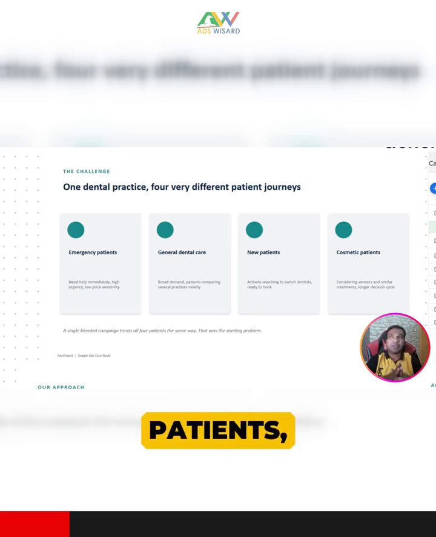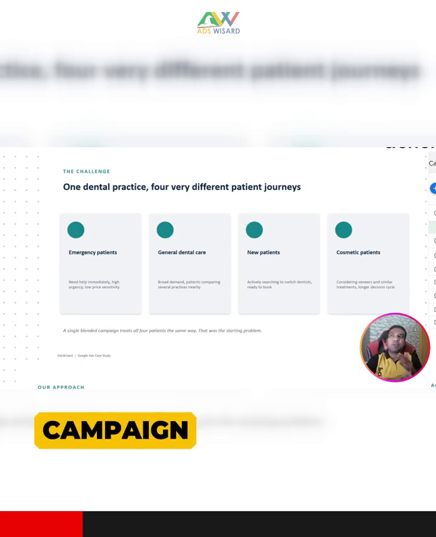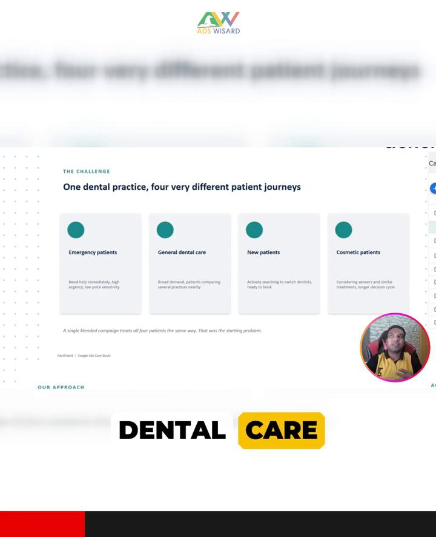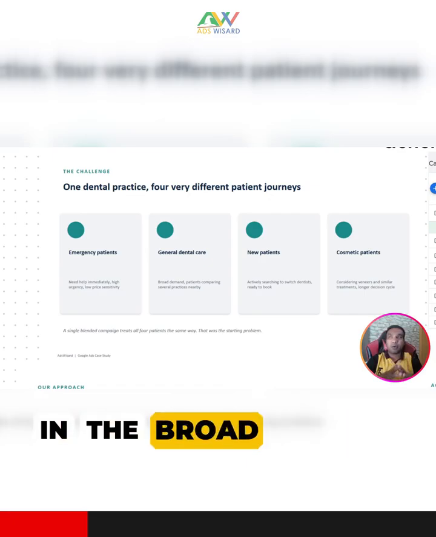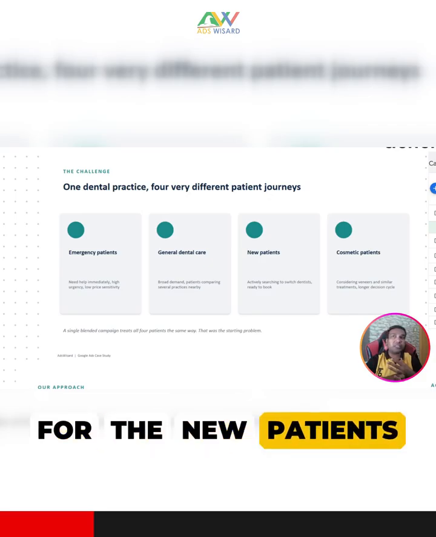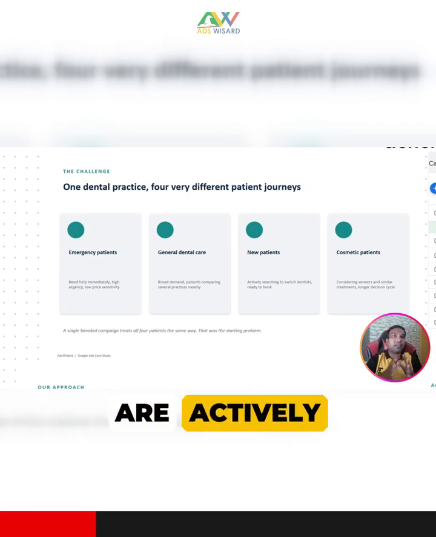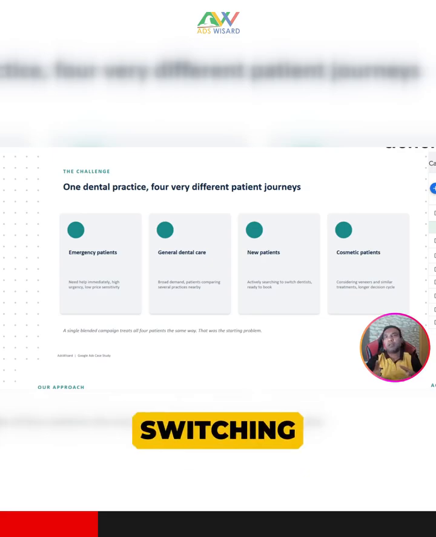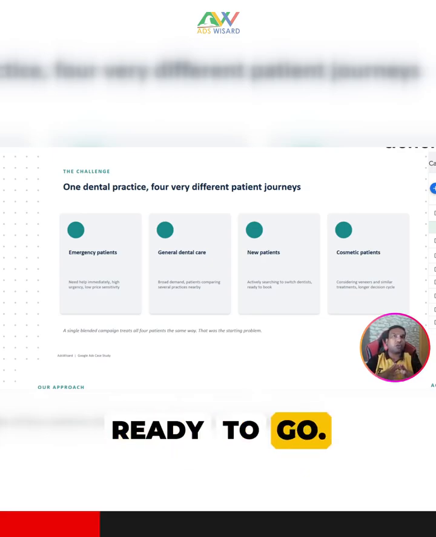One for the emergency patients, because these are the people that need immediate help, and urgency is high, and there is low price sensitivity for these types of clients. For the second campaign, we decided on general dental care services. So these are also broad demand, patients comparing several practices nearby. Third campaign, we decided for the new patients, and these are the people that are actively searching, switching dentists and ready to book.